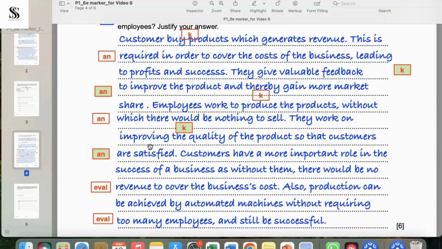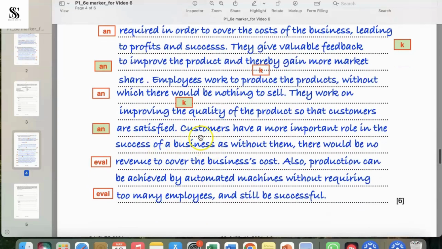And then comes explaining the bit about the employees. Employees work to produce the products without which there would be nothing to sell. Then they work on improving the quality of the product so that customers are satisfied. And finally, the choice. Customers have a more important role in the success of a business, as without them, there would be no revenue to cover the business cost. Also, production can be achieved by automated machines without requiring too many employees and still be successful.